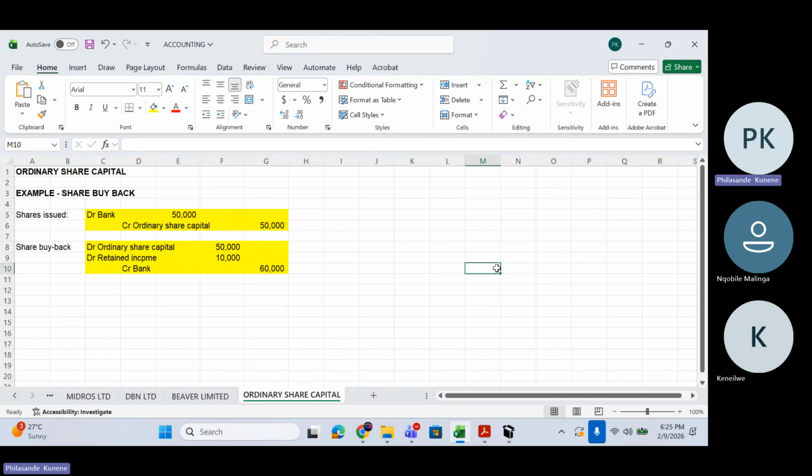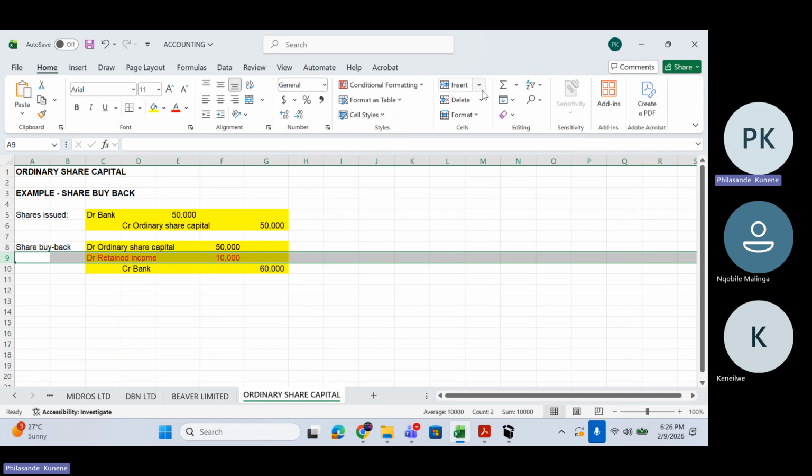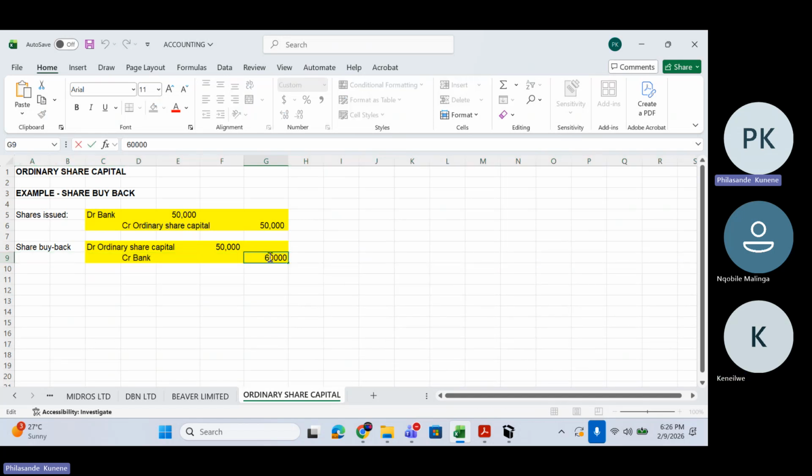Now you see the difference between the two. We're only doing this if we're buying back shares at a price higher than what we issued them for. I issued shares at 50,000, but I'm buying them back at 60,000 rand. Then I debit ordinary share capital as 50,000, and the difference goes to retained income. That is the only time you will see retained income as part of this topic. If I do this at 50,000, there will be no retained income in this situation.